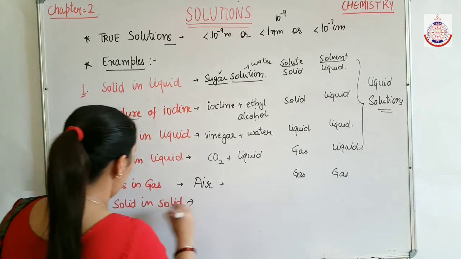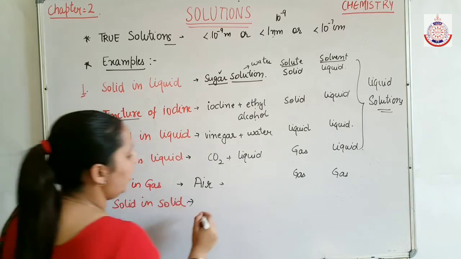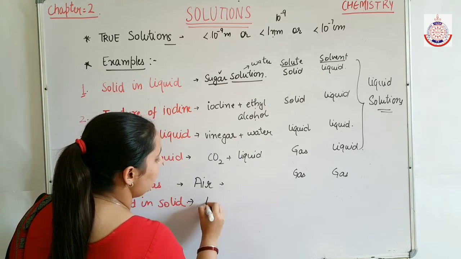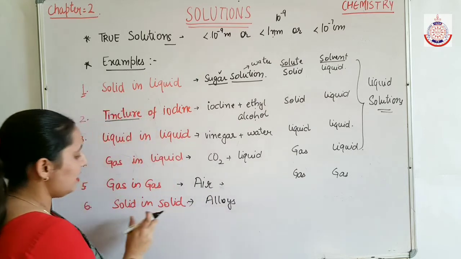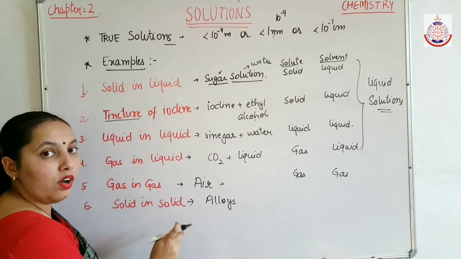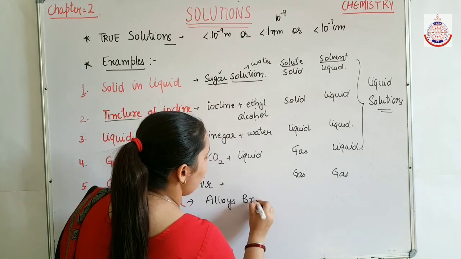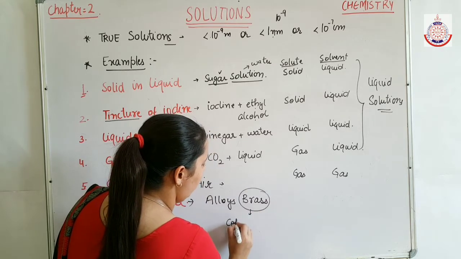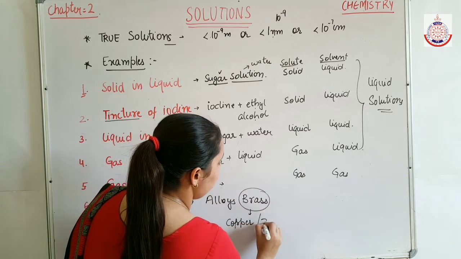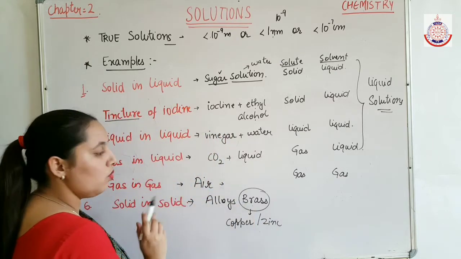Okay, the next is solid in solid. Here we can consider the example of alloys. Alloys are an example of solid in solid solutions. You can see the example of brass. Brass is basically composed of copper and zinc. So it is also a solution.